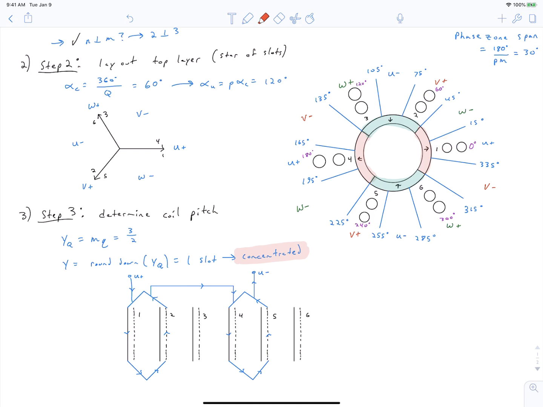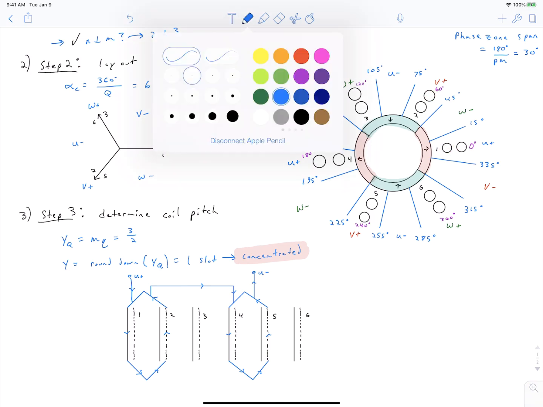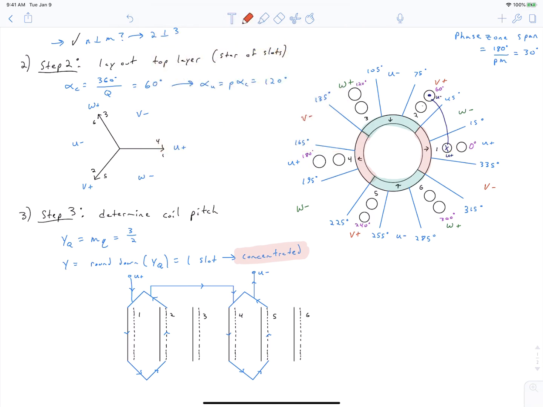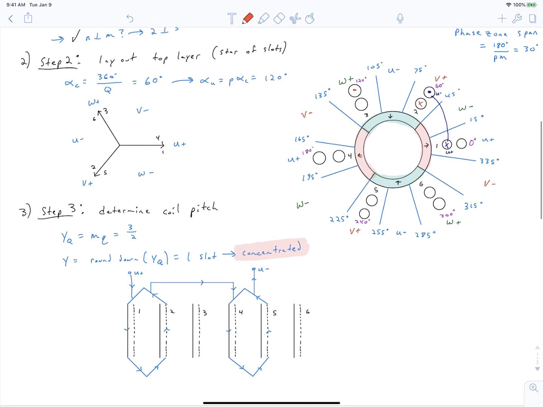But what we said in our layout is that we're going to span only one slot, so it's going to go from here over to here. And so let's draw that. In fact, the same thing happens for all of our coil sides. If it was a full pitch coil, it would be placed in the negative phase zone, but since that is not possible, it gets short pitched by half a slot.